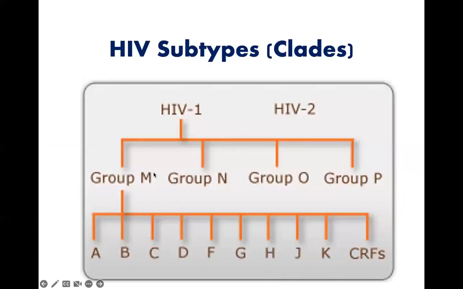Within group M, M is for major because it's the main one. That's where you have all these other clades, and the majority of HIV in the world is caused by group M. You have all the way from clade A to K, and then the circulating recombinant forms, where you find a virus which has a portion which looks like clade C, and another portion which looks like clade G, for instance.